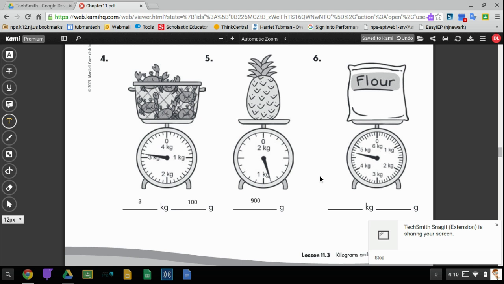And then the last one, flour. Well, we know it's more than 1, more than 2 kilograms, more than 3, more than 4, so it's 4 and a little bit more. 4 kilograms, and again, each line represents 100, so it's 100, 200, 300, 400, 500, 600, 700. 700 grams.